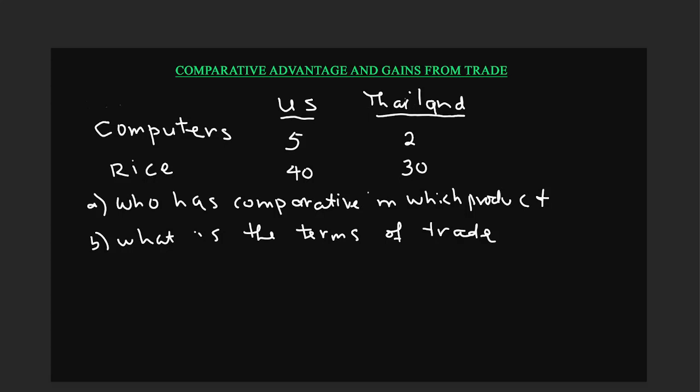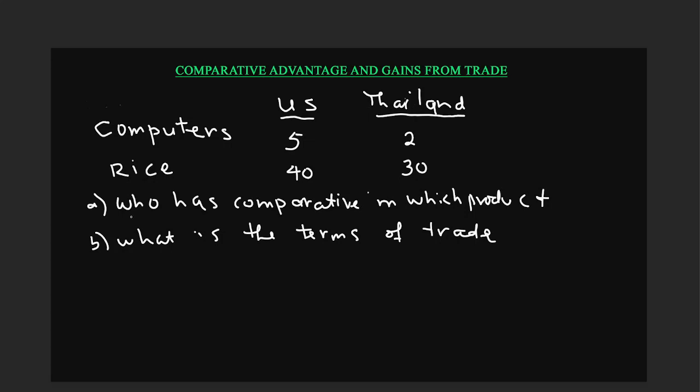In this video, we are going to look at comparative advantage and gains from trade. Okay, so let's start. We have a table here with the production of computers and rice. The US is able to produce 5 computers and 40 rice, given its number of workers. Thailand is able to produce 2 computers and 30 bags of rice, given the number of workers they have.